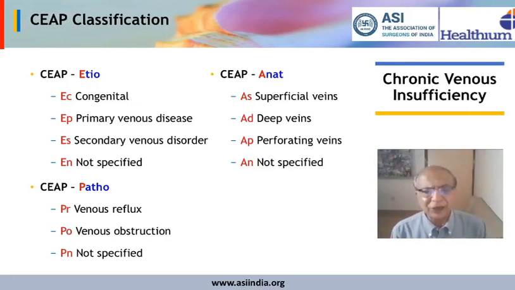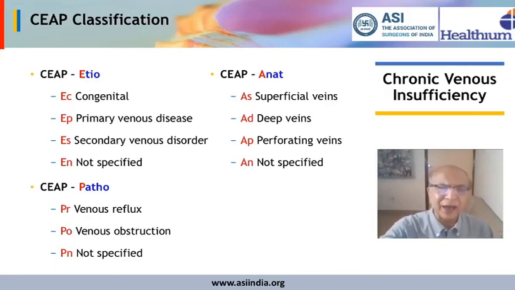This classification, which is most commonly accepted, there are two classifications in vogue, is known as the CEAP classification. CEAP is an acronym: C stands for clinical, E for etiology, A for anatomy, and P for pathology. So it's a clinical, etiological, anatomical, and pathological classification.